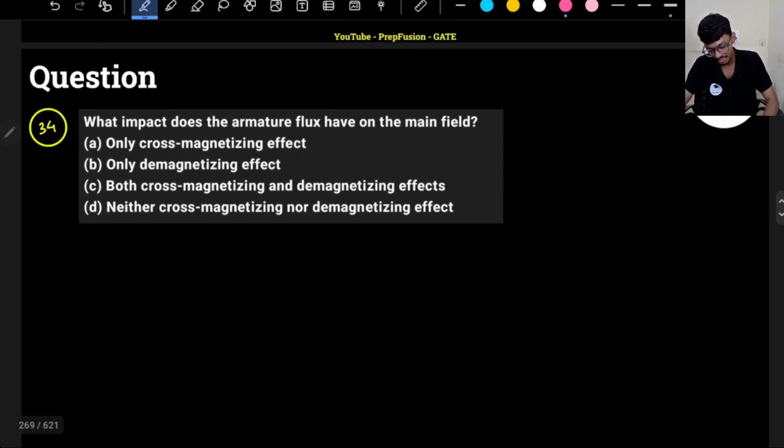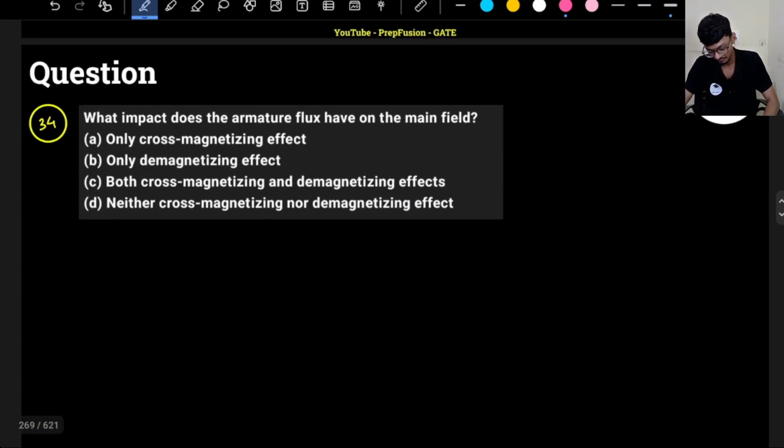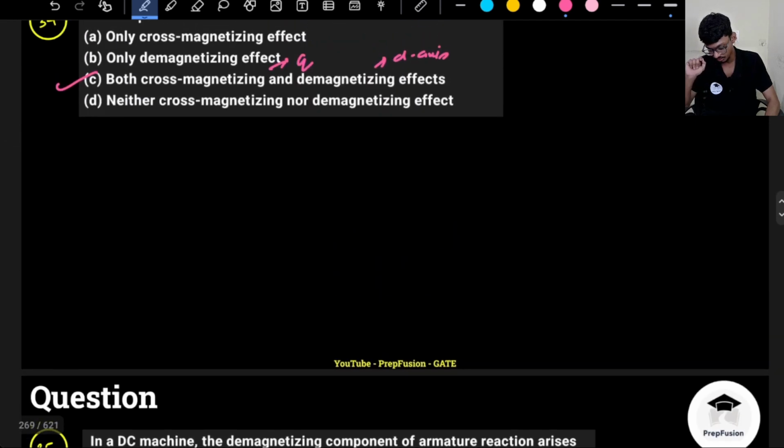What impact does the armature flux have on the main field flux? So it has both cross magnetizing and demagnetizing effects. Correct? Cross magnetizing, basically, is 90 degrees perpendicular to the armature flux along the q axis. In the q axis it is cross magnetizing, and in the d axis sometimes it is demagnetizing. It is directly opposing the main field flux. Okay, so option C will be the correct answer.